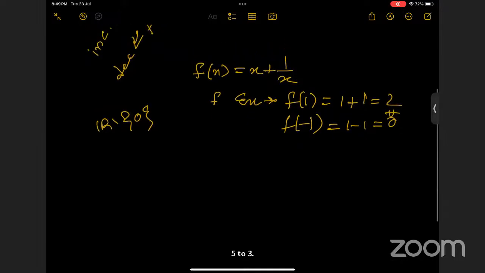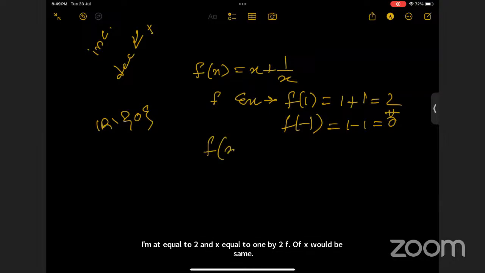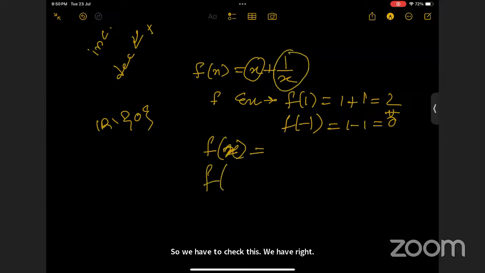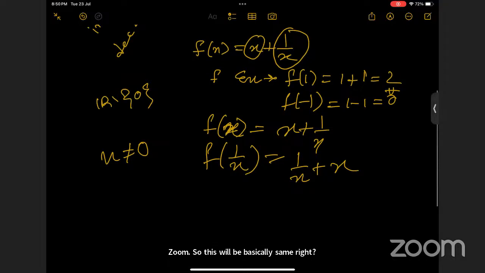Ma'am, at x equal to 2 and x equal to 1 by 2, f of x would be same. Yes, very good. We have to check this. We can take any point x not equal to 0, and 1 by x. So this will be basically same, right? Clearly this is same.